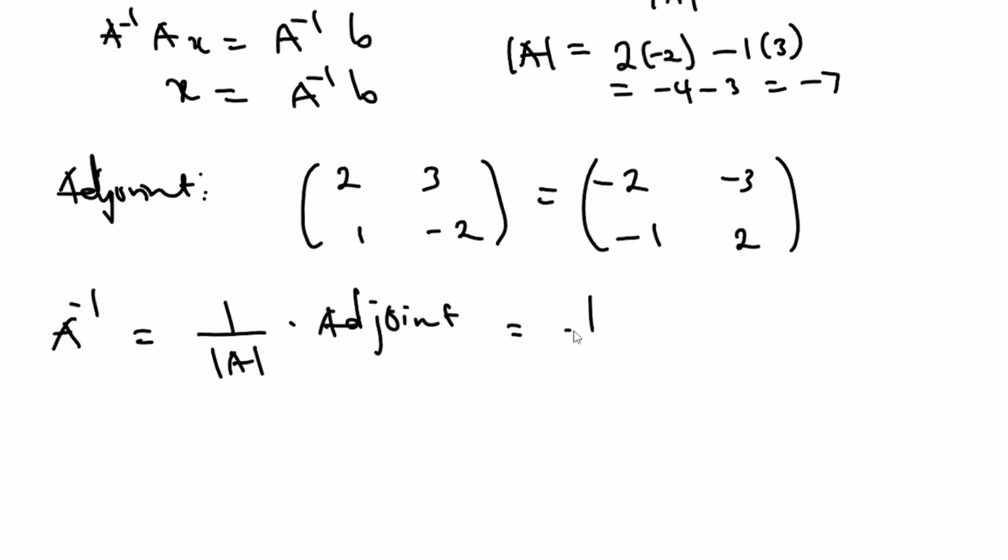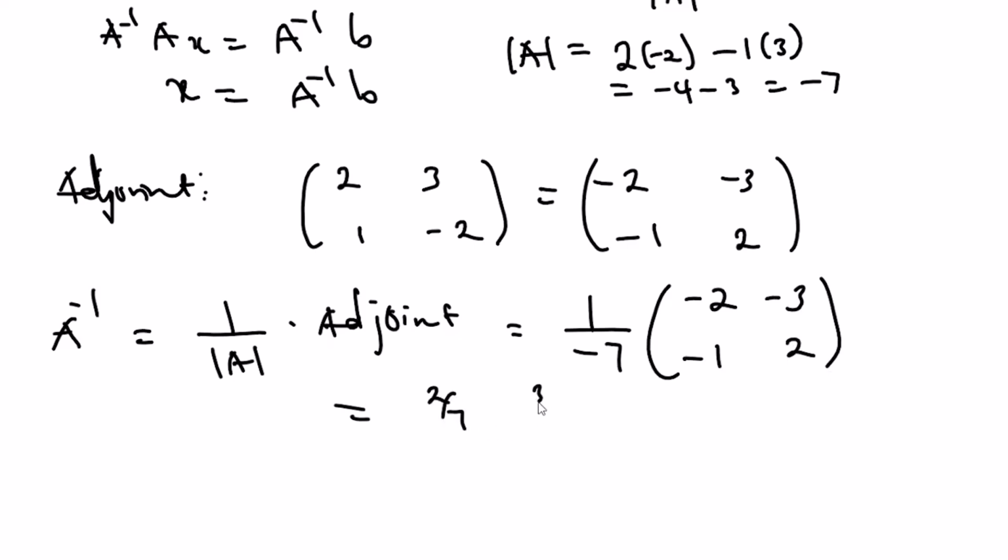Yes, so 1 divided by -7 times the -2, -3, -1 and 2, and this is going to give us what? 2 on 7, we have 3 on 7, we have 1 on 7, then we have -2 on 7, and that one becomes the inverse.